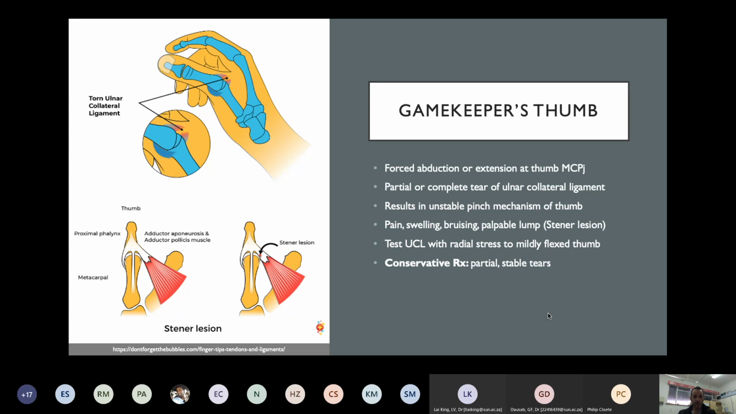So for partial and stable tears, you can do conservative treatment, which is a thumb spica. And for unstable injuries, avulsion fractures, or if you have a Stener lesion, you would refer these guys to hands. Stener lesion is impingement of the thumb adductor tendon inside that ulnar collateral ligament. So they have impingement of that joint, which needs to be surgically corrected.